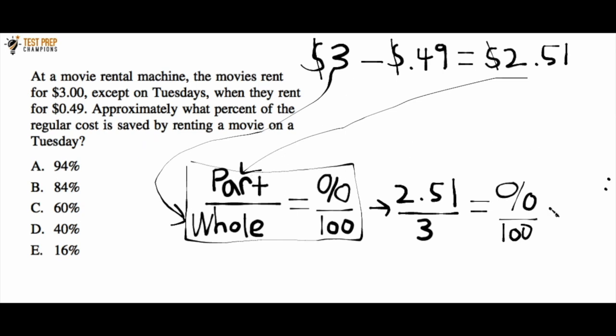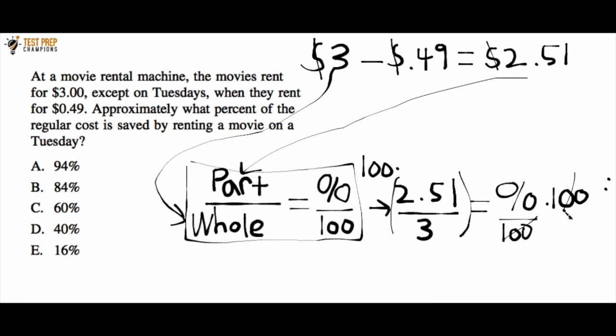Now since I want to find out what the percent is, and I see it's percent divided by 100, I have to do the opposite of division, which is multiplication. So I'm going to multiply by 100. Whatever I do on one side, I also have to do on the other side, so I'm going to multiply everything over here by 100 as well. The hundreds are going to cancel out on the right side, leaving me with percent.